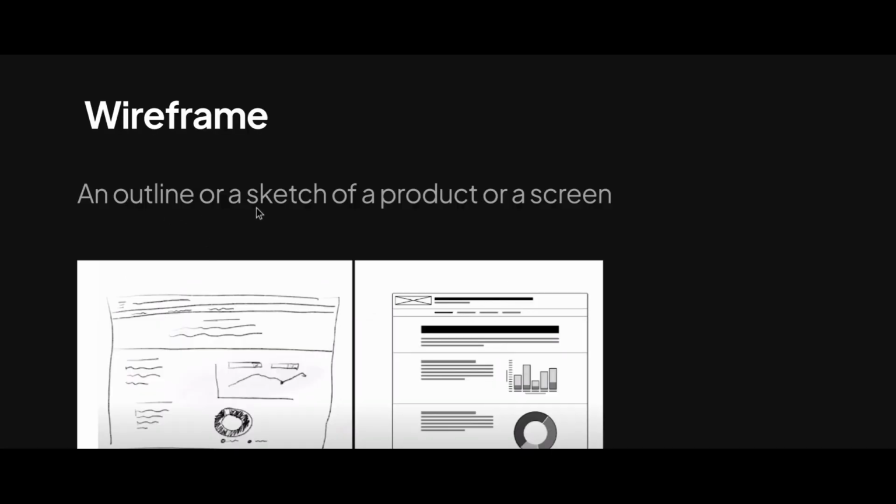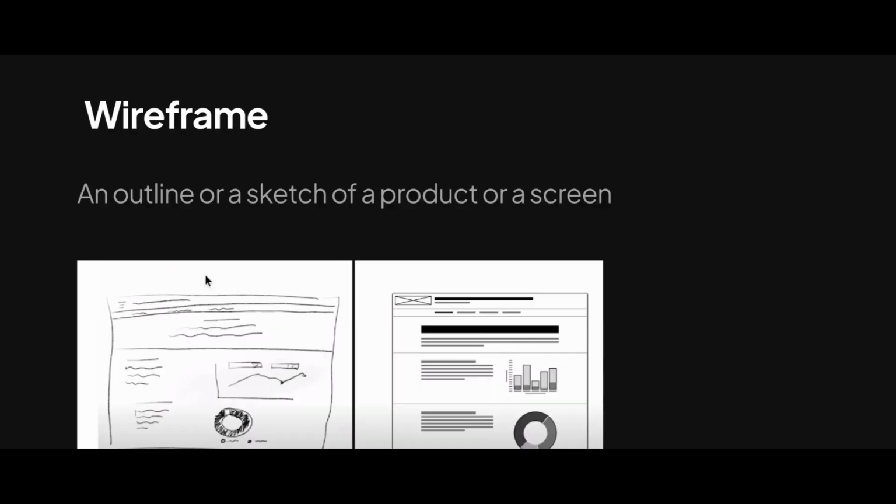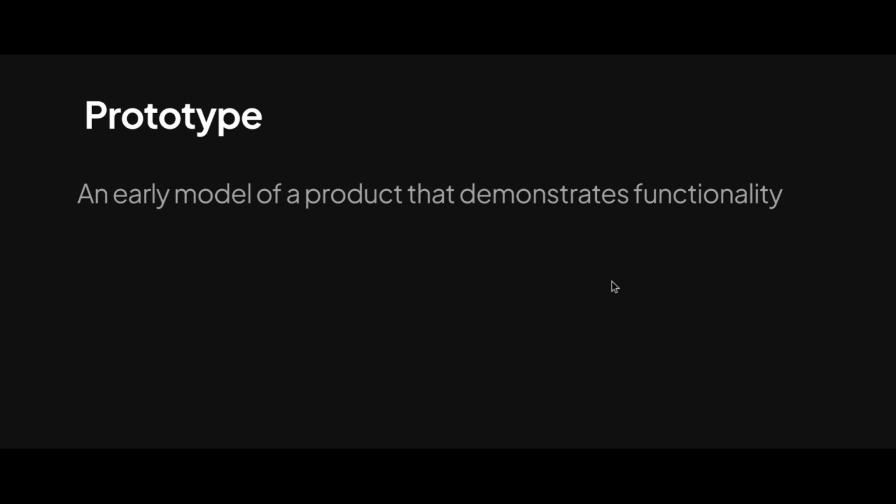So a wireframe can be done with pen and paper. It can also be done digitally like this. This is just an outline or a sketch of a product or a screen, just to sketch your idea. For example, you want to design a particular e-commerce page for a website. You want to sketch out where they will see different listings of different products that the user will be buying. So you sketch out your ideas. As we move on, we understand the benefits of wireframing.